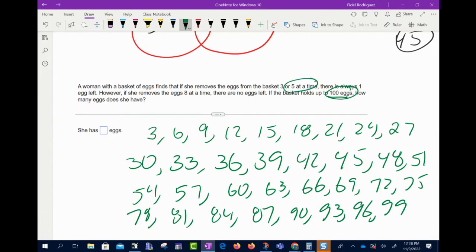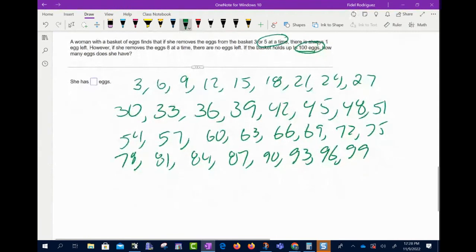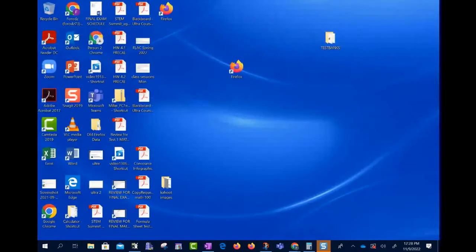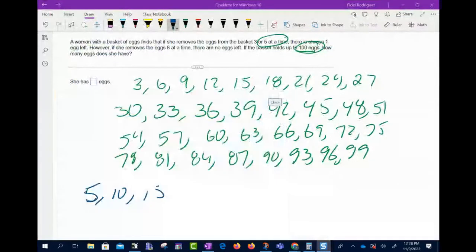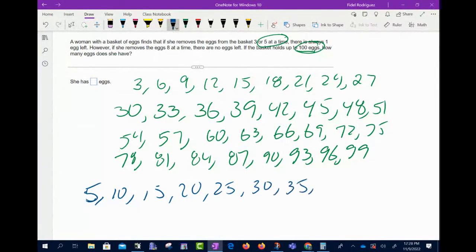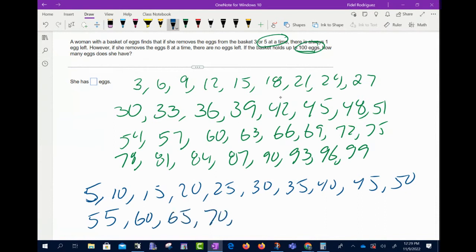Now, I'm going to do the same thing with the number 5, okay? So if I start thinking about multiples of 5, right? Okay, I like 5 better because it's easier to do, right? Let's try this. Okay, 5, 10, 15. Let's get rid of that. Okay, 20, 25, 30, 35, 40, 45, 50, 55, 60, 75, 80, 85, 90, 95.